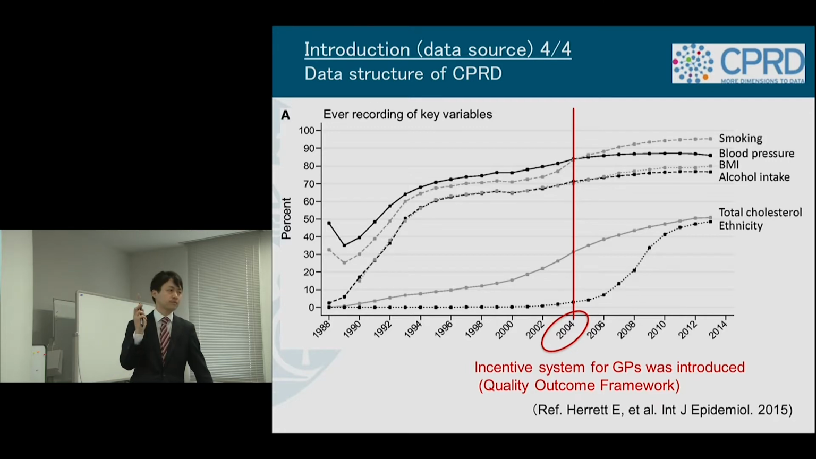And in terms of diagnosis recording, in 2004, there was a kind of incentive system for GPs to record more accurate diagnosis. Quality outcome framework was introduced in 2004, so that diagnosis recording of such as diabetes and heart failure improved very much. So that most researchers these days tend to use data after 2004, as I did for my PhD. So I used data from 2004 to 2014.